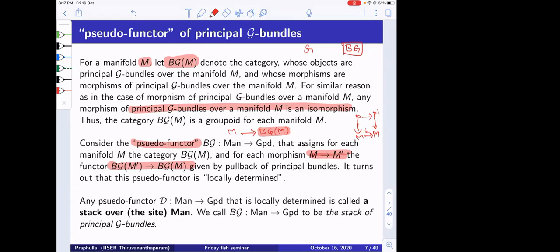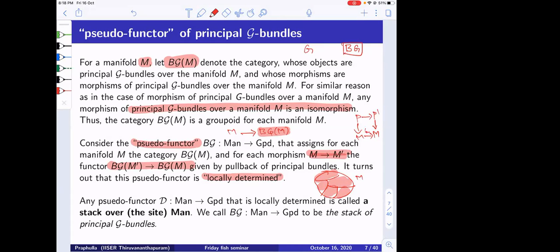Now it turns out that this functor is locally determined. What does it mean? You might have seen this in the case of principal Lie bundles for Lie group G. If I have a manifold M and an open cover, and somebody gives me a principal Lie bundle over these open covers separately, and if they say on the intersections there is some nice compatibility, then I'll be able to produce a principal Lie bundle over the manifold M. That's what I mean by locally determined.